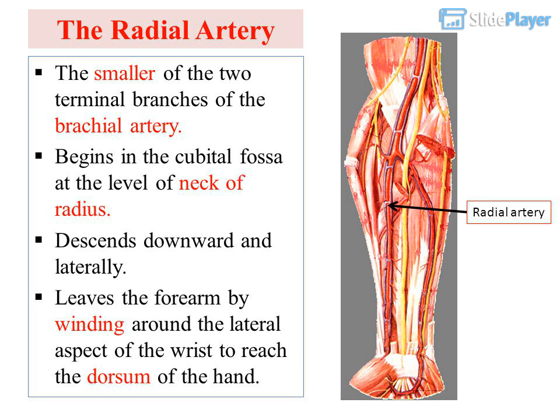The radial artery is the smaller of the two terminal branches of the brachial artery. It begins in the cubital fossa at the level of the neck of the radius. It descends downward and laterally, leaving the forearm by winding around the lateral aspect of the wrist to reach the dorsum of the hand.